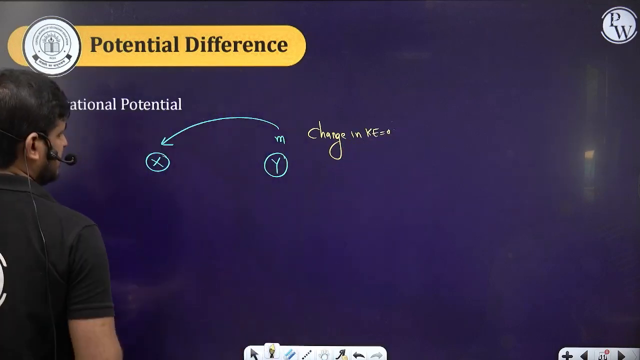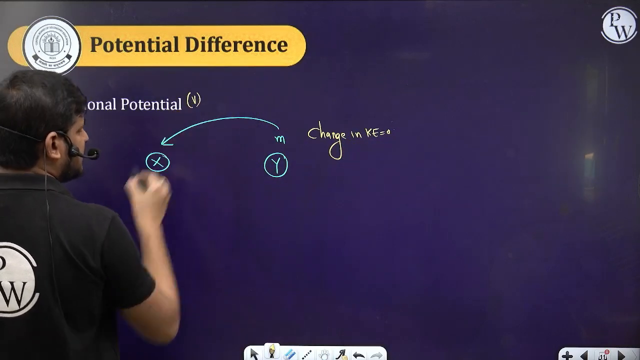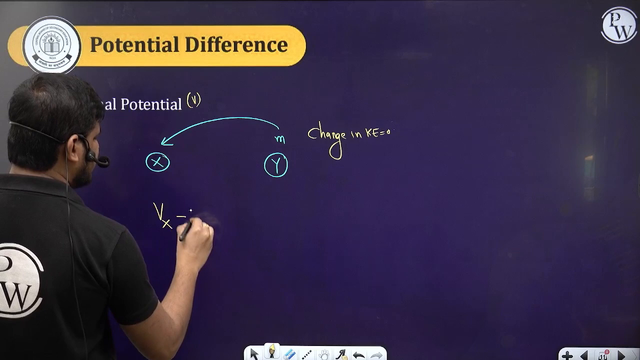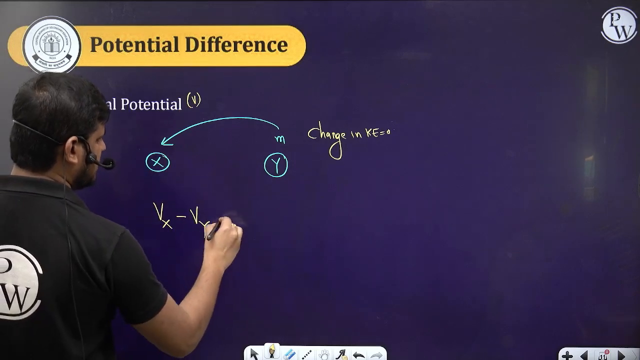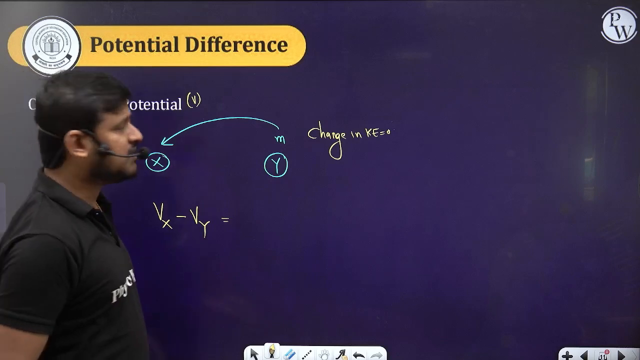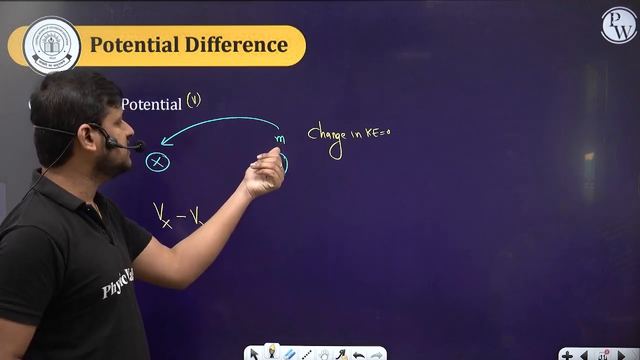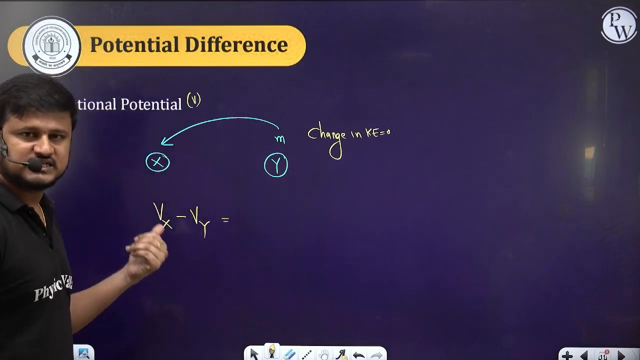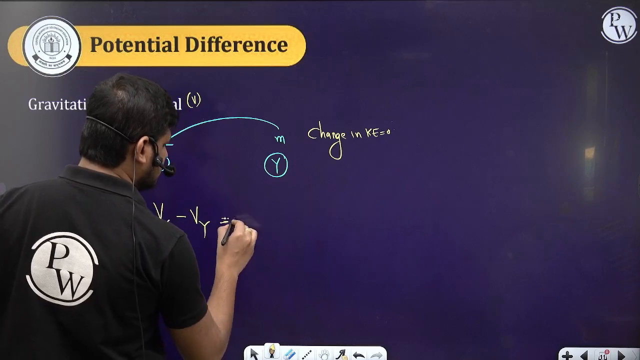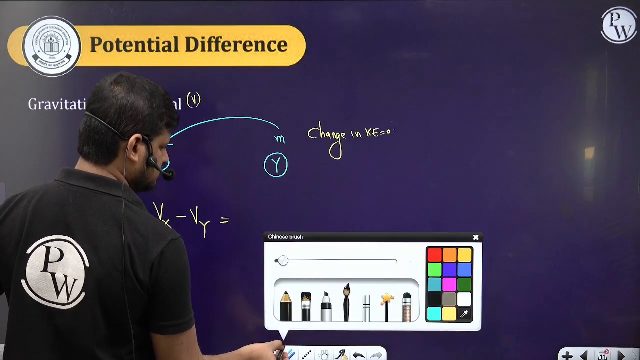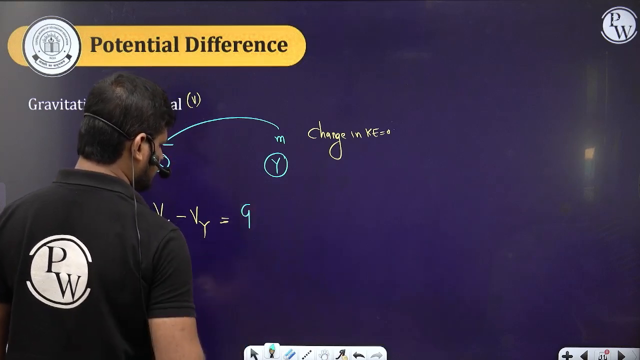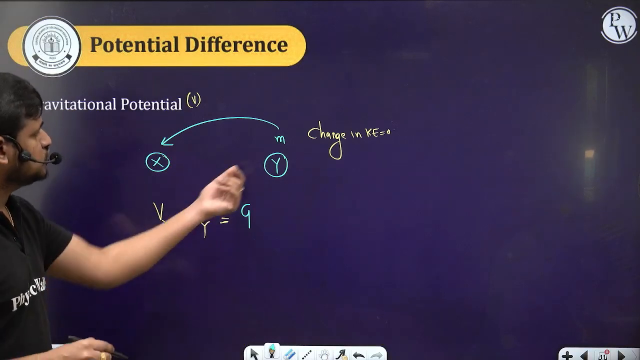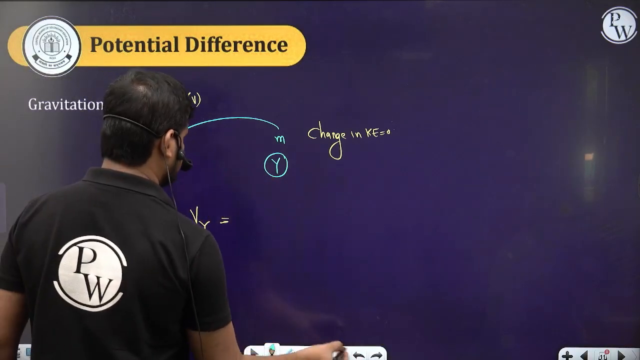Okay. Then the gravitational potential, we define it with V. So V final minus V initial, final minus initial. Now from where you are bringing the mass? From point y to point x. Yes or no? So the understanding. So here let me write, sorry. Fine. So from where to where you are bringing the mass? y to x.